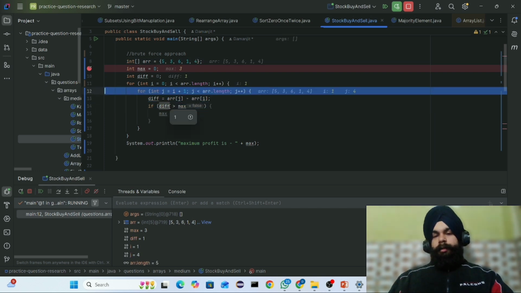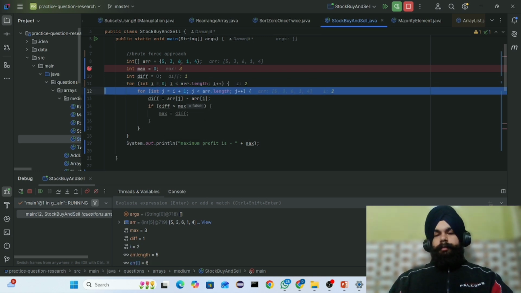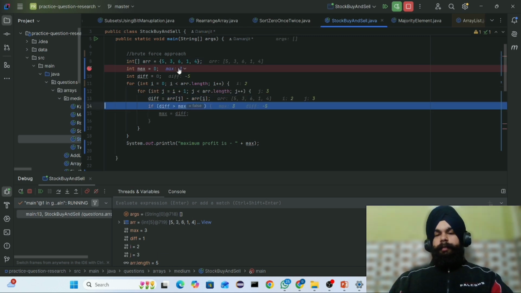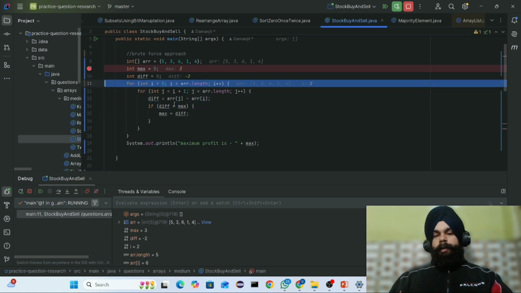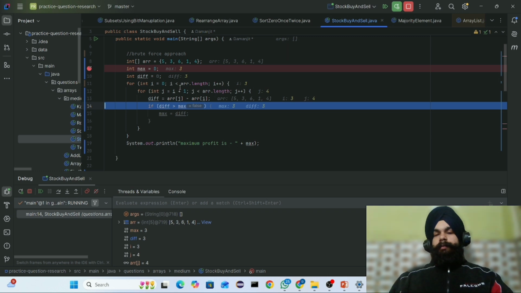And it's also skipped. Then now our i will be at the second index. It's 6. And j will be at the third index. It's 1. And 1 minus 6 will be -5. It's also skipped. In that way, you can calculate the maximum profit with this brute force solution.